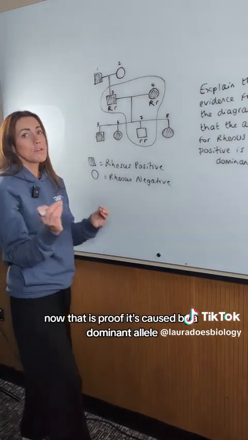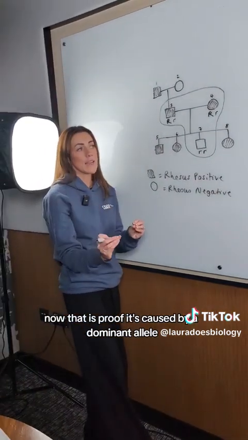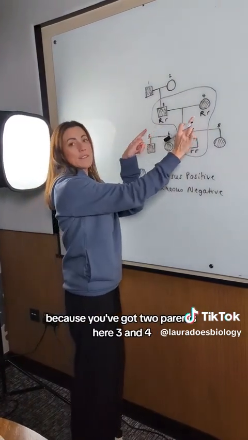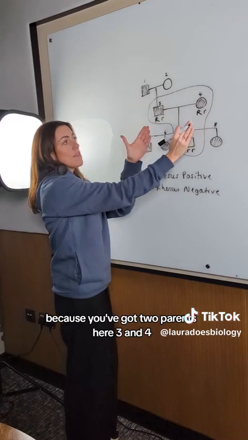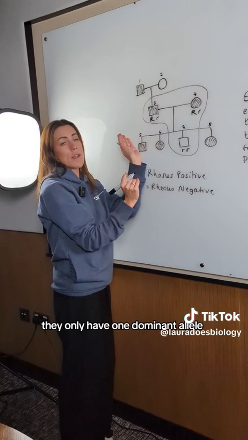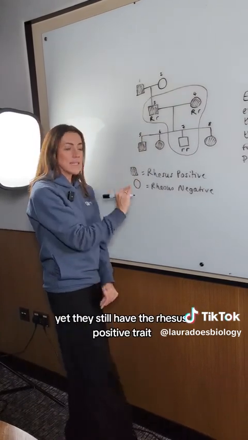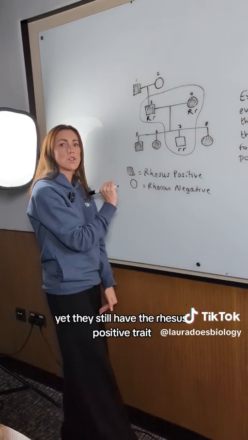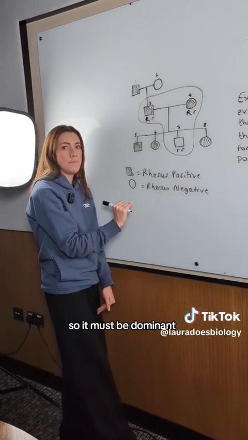Now, that is proof it's caused by a dominant allele because you've got 2 parents here, 3 and 4. They are heterozygous. They only have 1 dominant allele, yet they still have the rhesus positive trait. So it must be dominant.